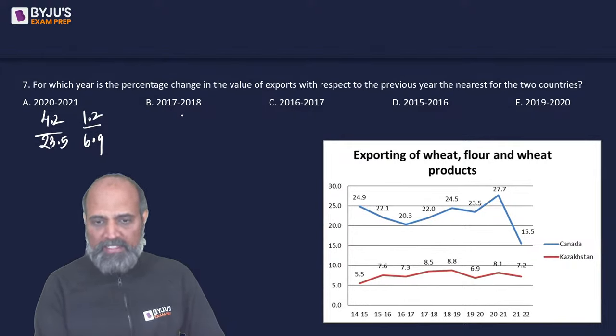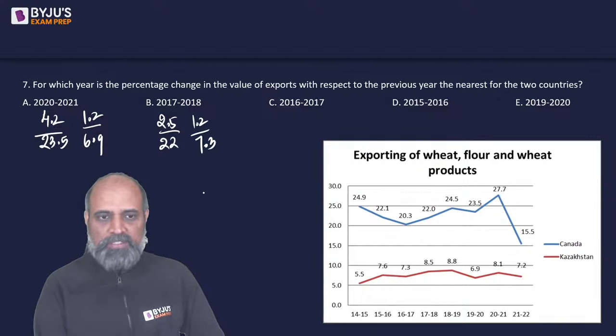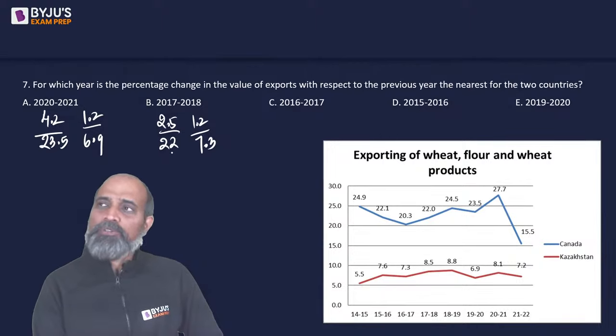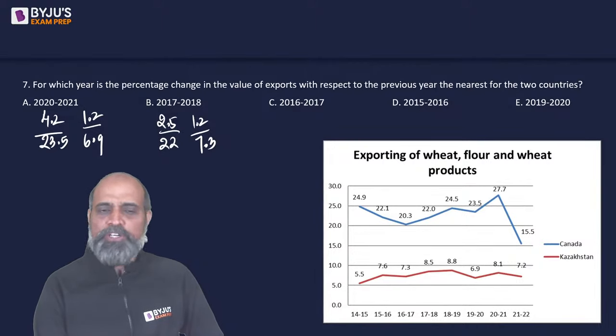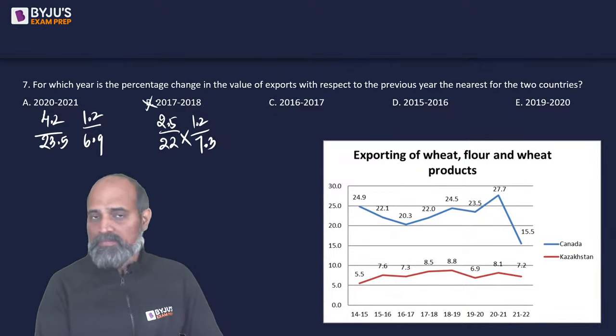17-18 देख लेते हैं. In 17-18, this is an increase of 2.5 over 22 for Canada, and for Kazakhstan, this is an increase of 1.2 over 7.3. 7 into 3 is 21 and 1.2 into 3 is 3.6. तो ये 25 है, ये तो नहीं है, right?